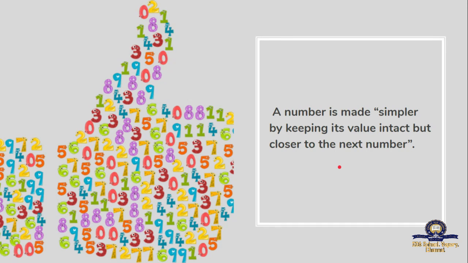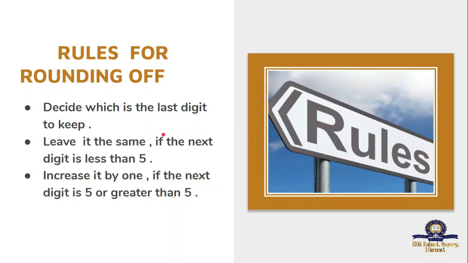Now we will see the rules for rounding off. The first rule is decide which is the last digit to keep. The second rule is if the next digit is less than 5, leave it as the same. The third rule is if the digit is 5 or greater than 5, increase it by 1.